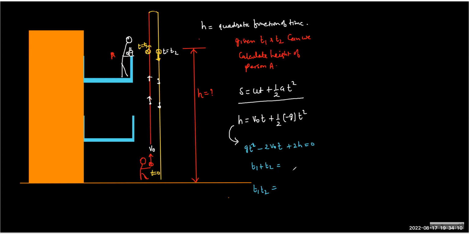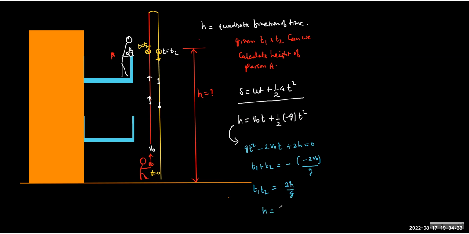So here, what is minus b and what is a? Like what is minus b by a? What is b here? Minus 2 v naught. What is a here? G. Excellent. And what is the product of the roots? 2h by g. C by a. What is C by a? 2h by g. Excellent. Oh my God, you got the answer.